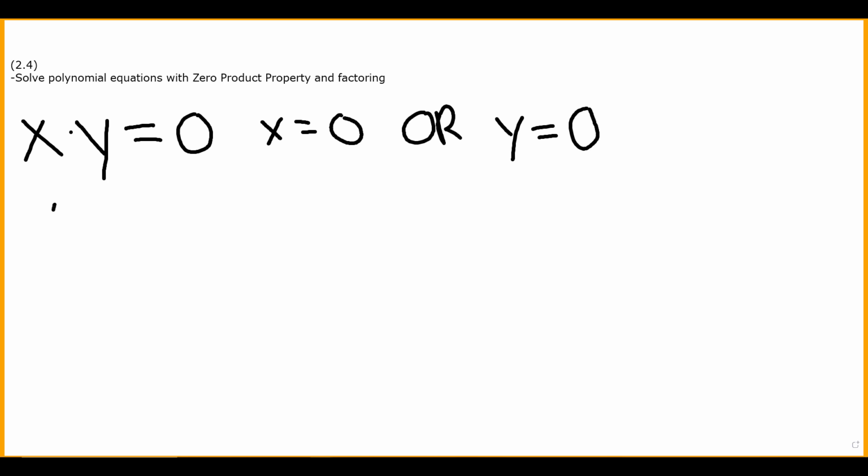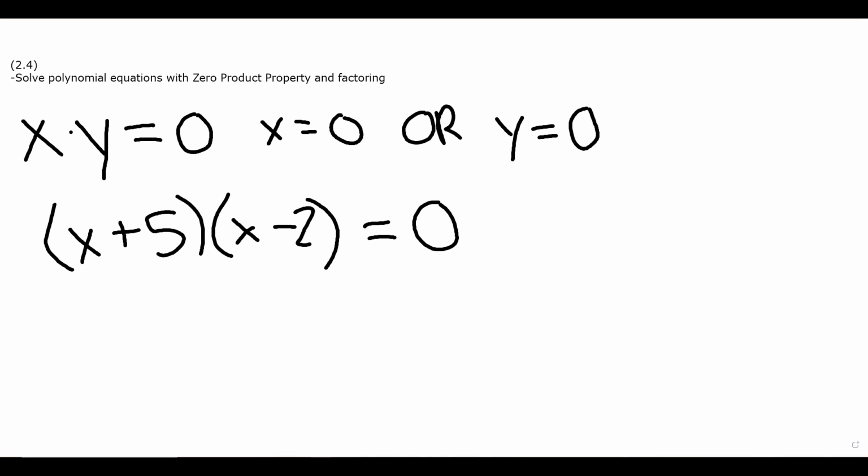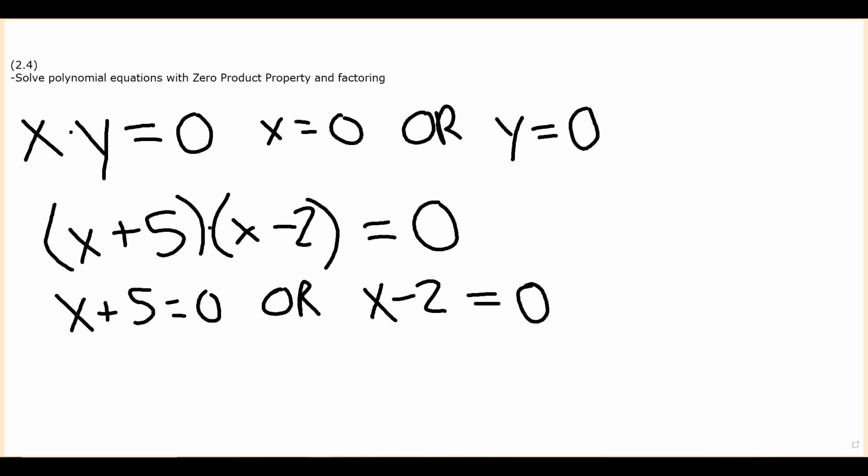Okay, so if you have something like x plus 5 times x minus 2 equals 0, this is the zero product property. That means x plus 5 has to be equal to 0, or x minus 2 has to be equal to 0. One or the other has to be 0 because they're being multiplied, and if one of them is 0 and the other one isn't, the product will be 0.